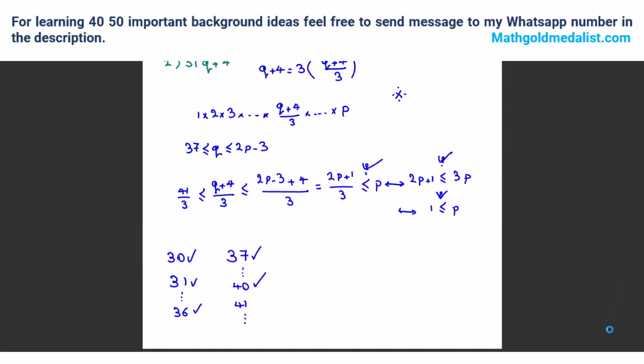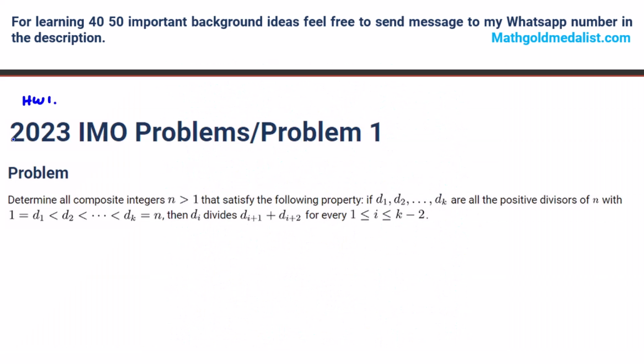Okay, so let me tell you the homework. You can try this one as homework one, the first problem of last IMO 2023. Again, we have divisors, we have something similar to this, and you can use a similar approach. So if you solve last IMO, AMO, USAMO, JMO, then you can see the background ideas are repeated.